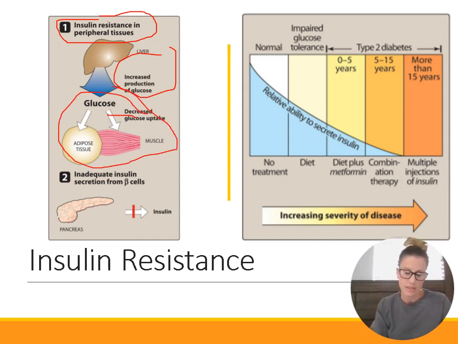Here you see our cells are not able to actually use that glucose very well because there is insulin resistance, right? The insulin that's there doesn't work. So all of this glucose that's flooding into the bloodstream has a really hard time getting into our cells.